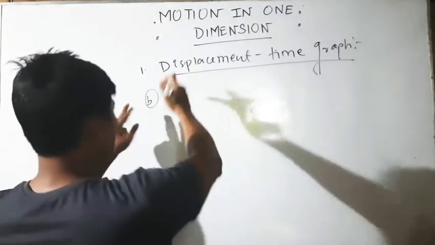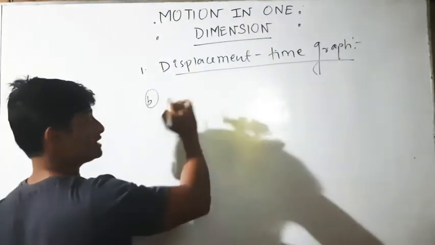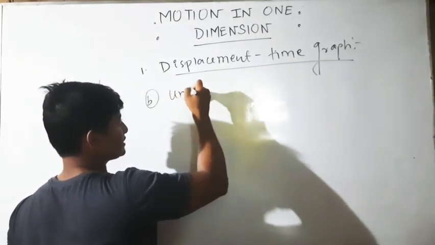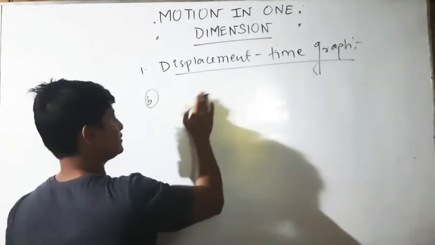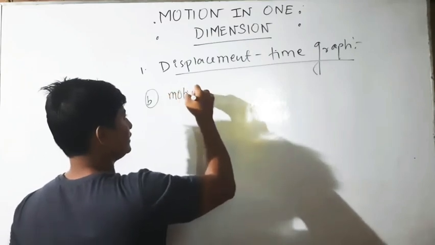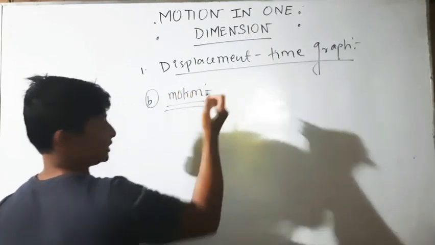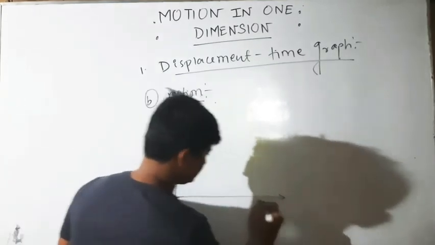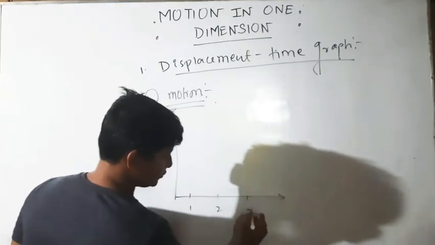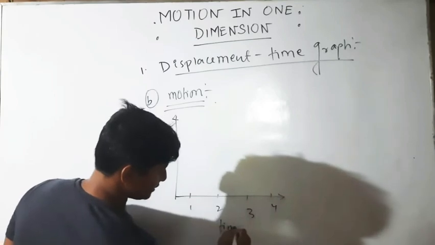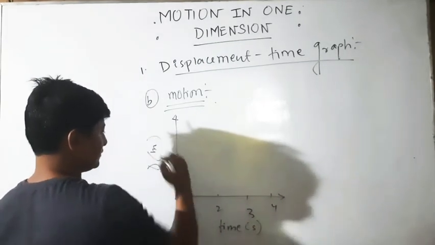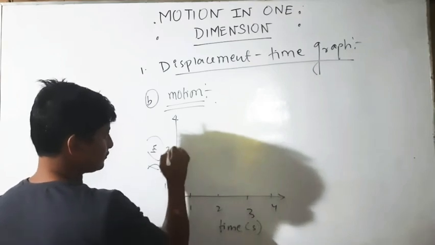Now the second case: the body is at motion and it has a uniform velocity. Let me consider it at motion only. Now if the body is in motion, what type of graph may it have? Say 1, 2, 3, 4. This is the time I am representing here, time in seconds, and here the displacement in meters: 1 meter, 2 meter, 3 meter, 4 meter.